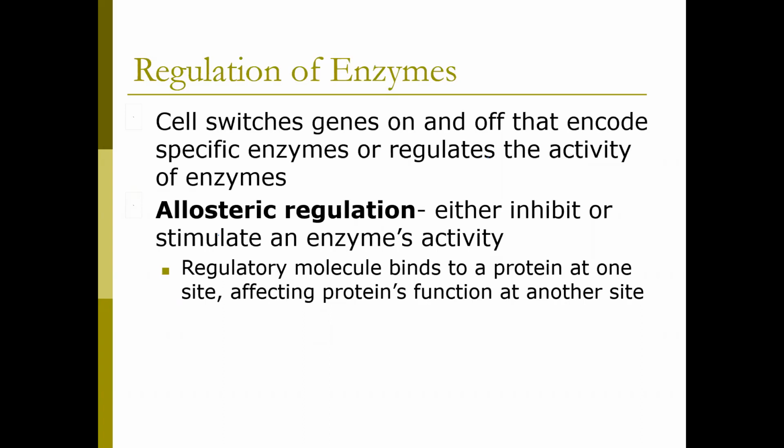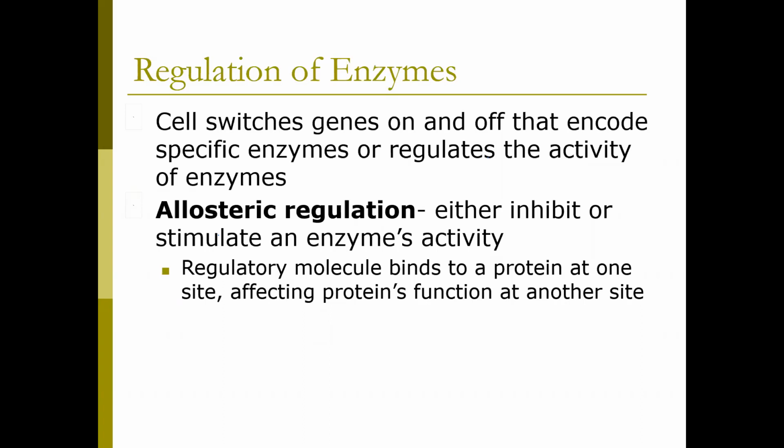So allosteric regulation can either inhibit or stimulate an enzyme's activity. Okay, so it kind of acts like a competitive inhibitor or non-competitive inhibitor, but it's regulating the ability for that enzyme to function. Okay, so we have our genes, they switch off and on to encode for specific enzymes or regulate the activities of those enzymes, right? So in that case, the regulatory molecule will bind to a protein at one site, affecting the protein's function at another.